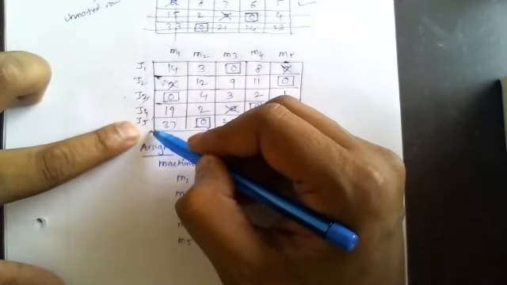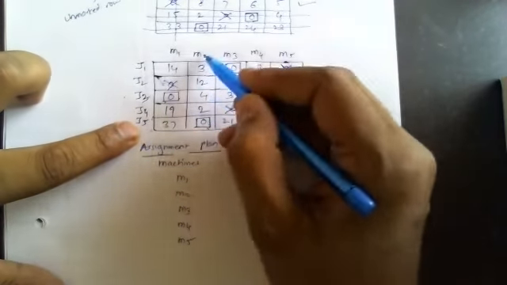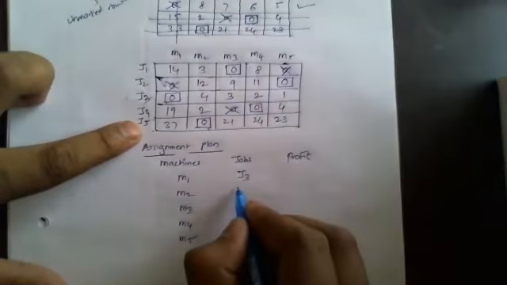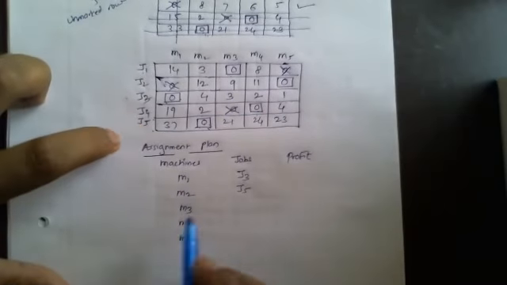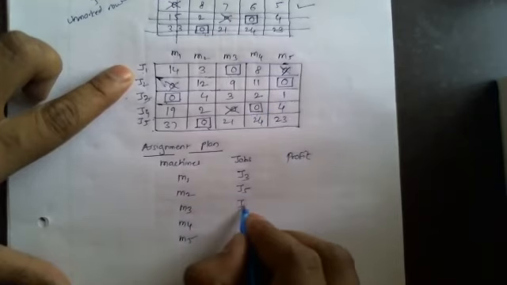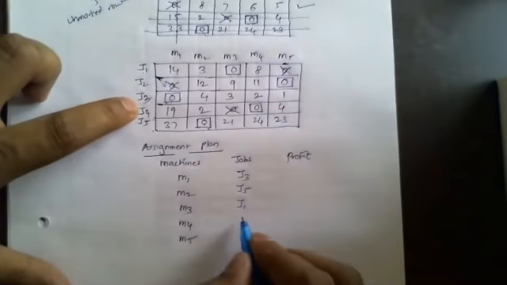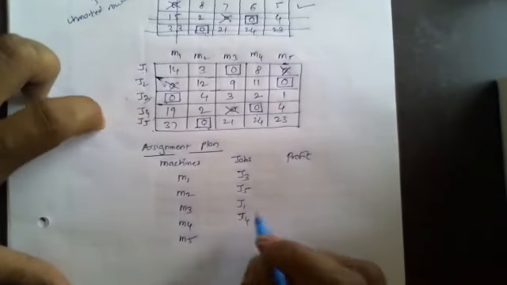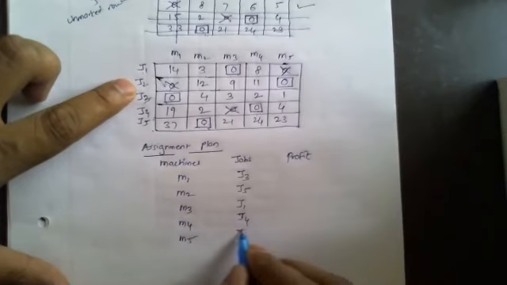Then we will get the particular allocation. So M2 is allocated to J5. Next, M3 is allocated to J1 and M4 is allocated to J4. Last, M5 is allocated to J2.